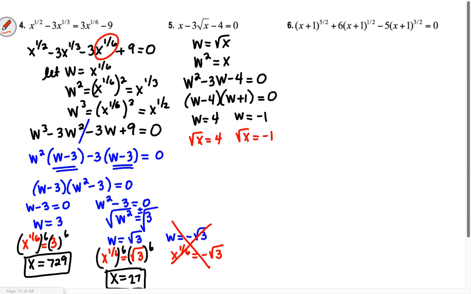Can we cross anything out? Yeah, the negative 1 one, right? Out.